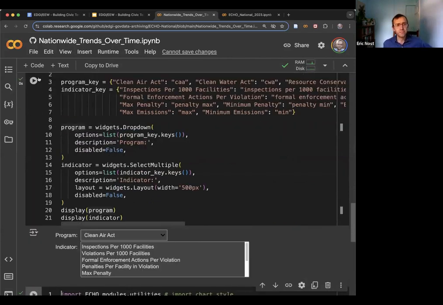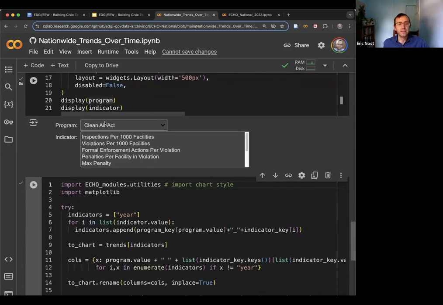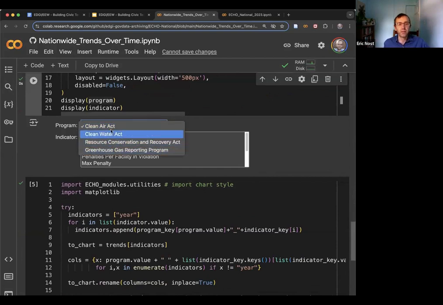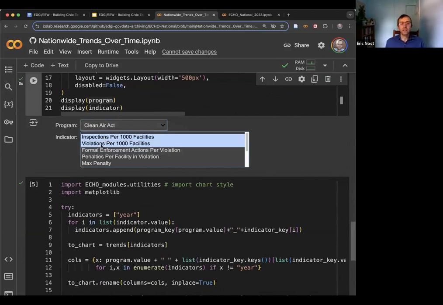By running this cell of code, which I did with a keyboard command, Shift Enter, we can select the program. Okay. We'll start with the Clean Air Act and select the indicator that we want to look at. One of the most important things that we think is the case when it comes to enforcement and compliance is understanding what Claire Ewing has called the violations pipeline. So we might be interested in understanding who the bad actors are when it comes to the Clean Air Act, Clean Water Act, whatever it might be.